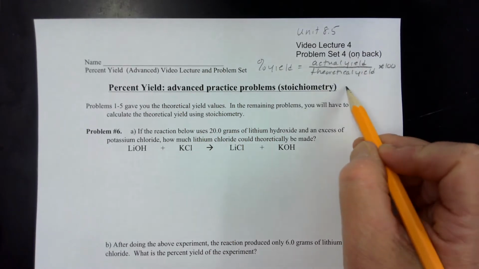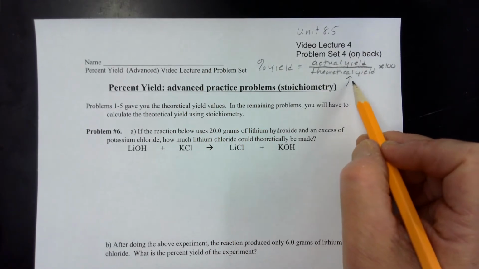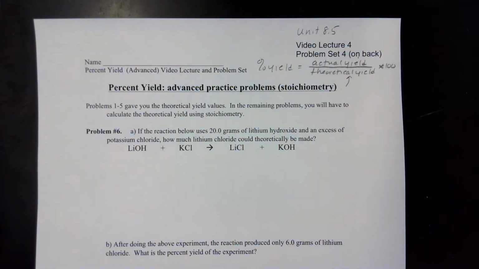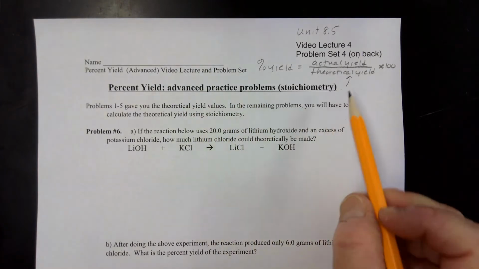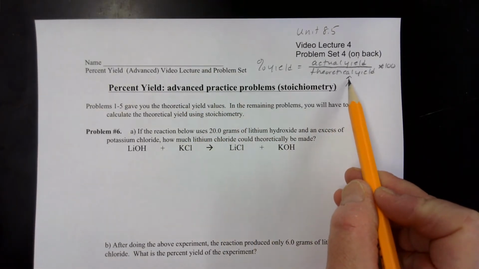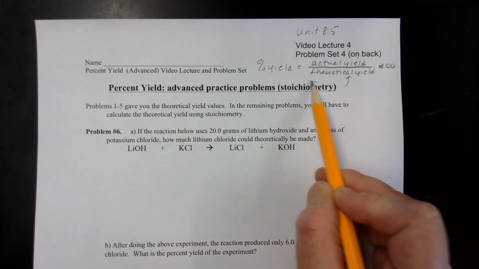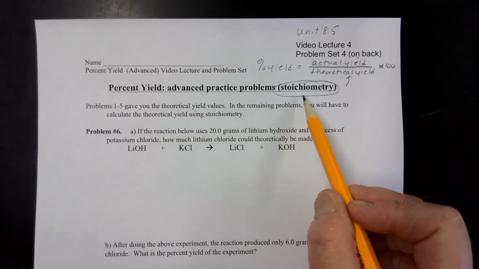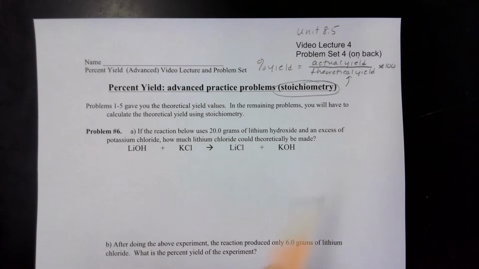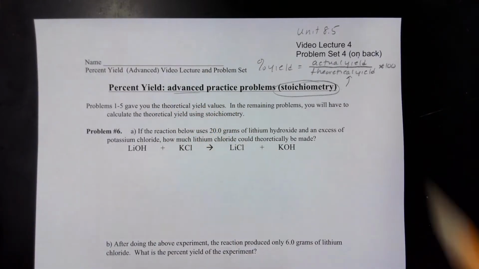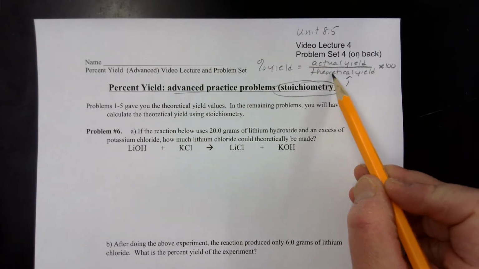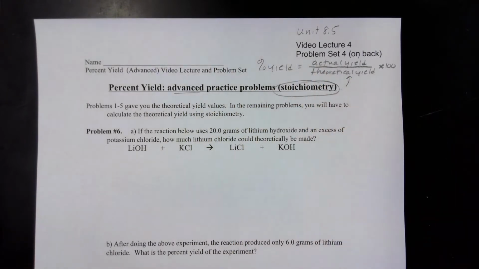The theoretical yield, in the previous lesson, we were giving you the theoretical yield. But in this lesson, we're going to figure out where this theoretical yield number comes from. And the answer, my friends, is that it comes from the stoichiometric calculation. That's why this is considered advanced, because you have to do the stoichiometric calculation to determine theoretical yield in order to find percent yield.